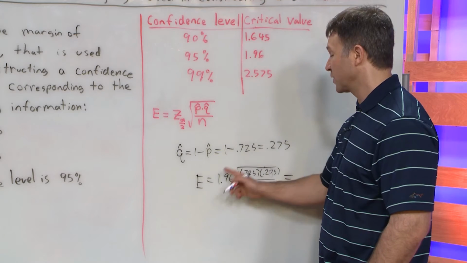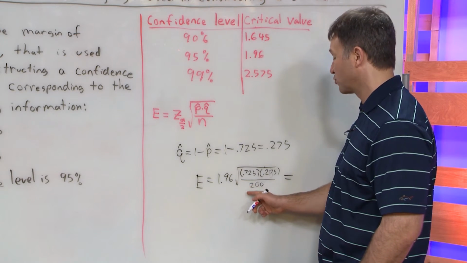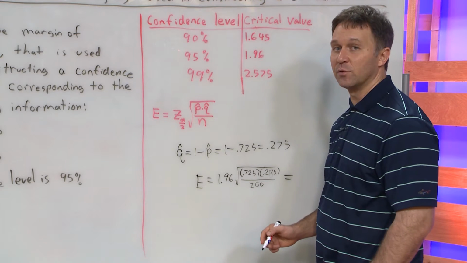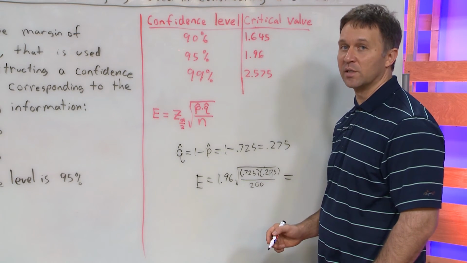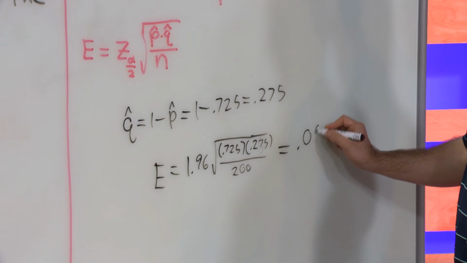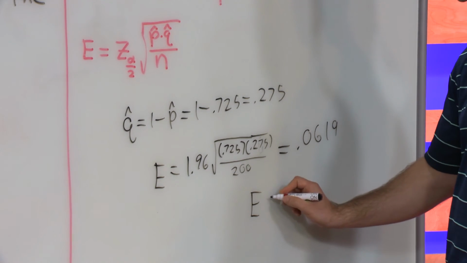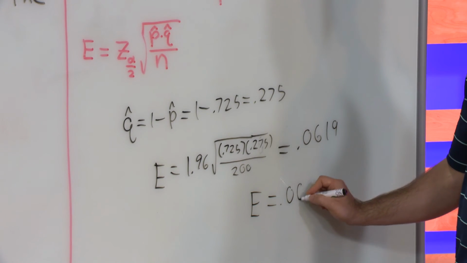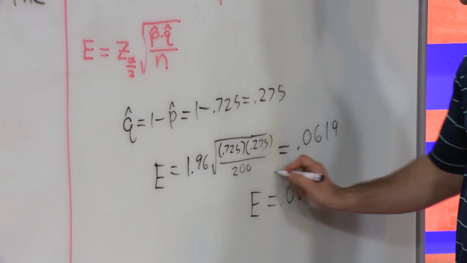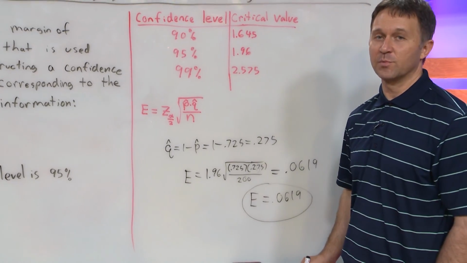But if you enter all this into the calculator and calculate the margin of error, 1.96 times the square root of all this stuff, you will get E equals 0.0619. So that is the final answer. E equals 0.0619. That is the final answer for this particular problem.